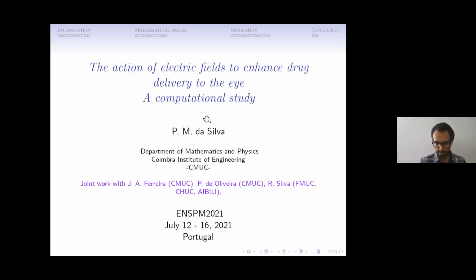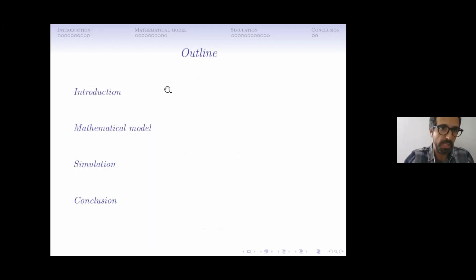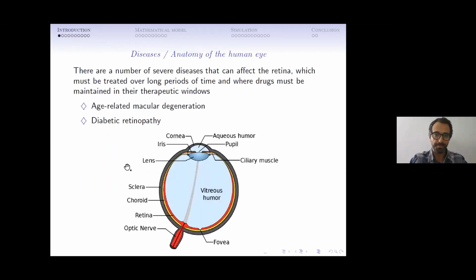This work was obtained in collaboration with Professor José Augusto Ferreira and Paulo Oliveira from CMUC, and also with the collaboration of a medical doctor, Rufino Silva. So the outline of the presentation will be the following. I will start with an introduction where I talk about what we need to consider in order to build the mathematical model, and after I show some simulations and some conclusions. There are a lot of diseases that can affect the posterior chamber of the eye.